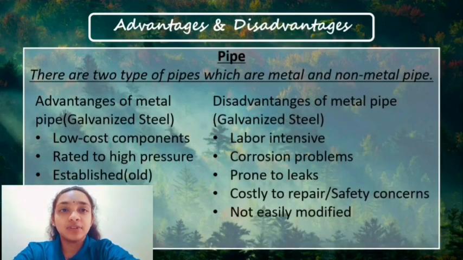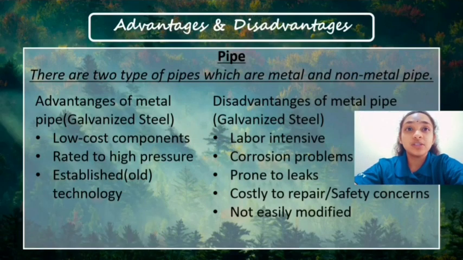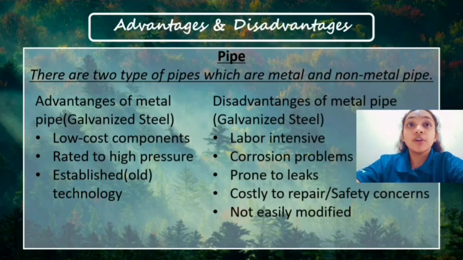The advantages and disadvantages of pipes. So the pipes has categorized in two types, which is non-metal and metal. So the advantages of metal pipe, which is galvanized steel, is low cost component and it's also rated to high pressure and it's established technology. So the disadvantages of metal pipe for galvanized steel is labor intensive, corrosion problems and prone to leaks, and it's also costly to repair and safety concern, and it's not easily to modify.